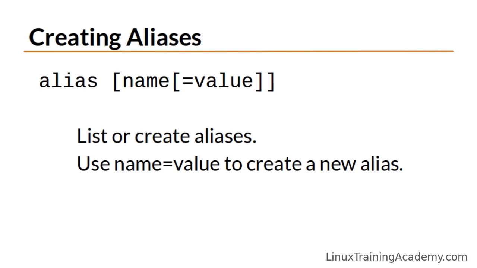The alias command can list or create aliases. If you run alias without any additional information on the command line, it displays the list of current aliases that are set. If you want to create an alias, use alias, space, the alias name, equals, and the value for that alias.